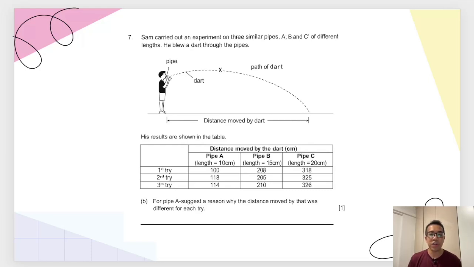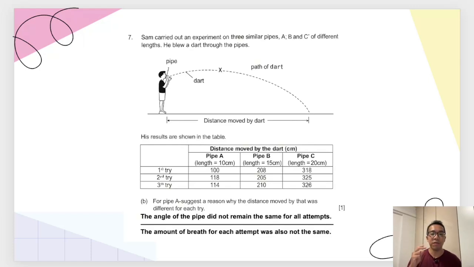As you can see, there are actually 2 things that Sam did not specify and did not keep constant according to the question listed. Number 1 is the angle of the pipe itself. The question did not state whether the angle was specified, so Sam can guess the angle for all of the attempts for all of the pipes. And that probably led to the huge difference between all 3 distances covered by the dart for the same pipe A.